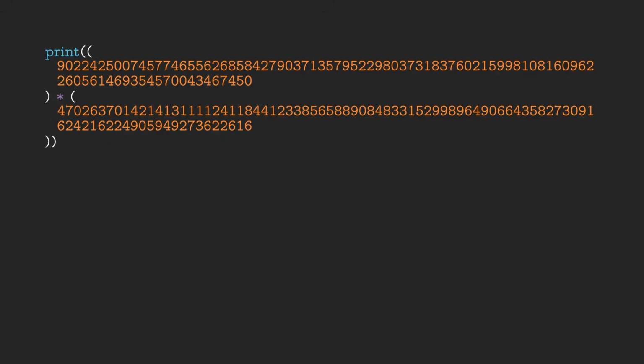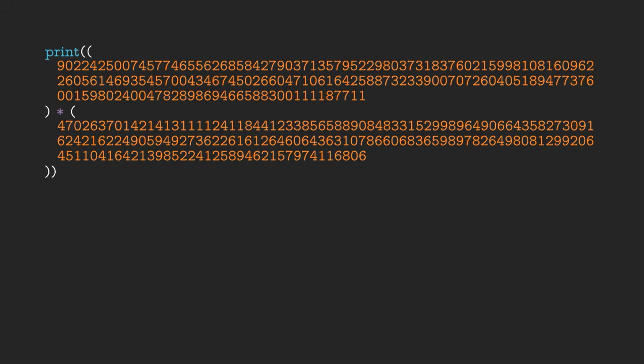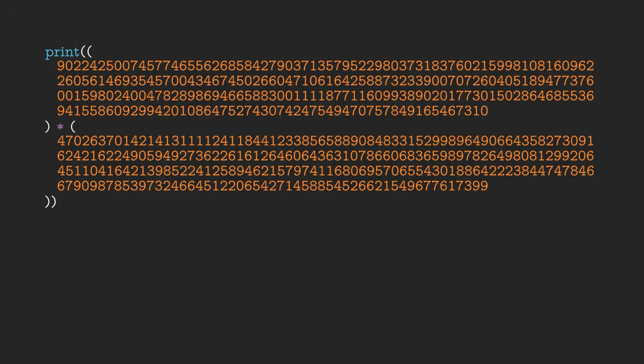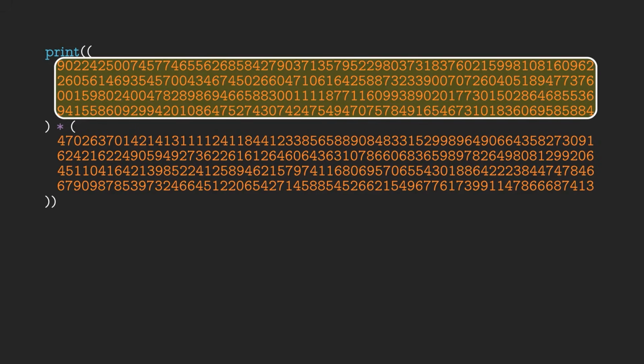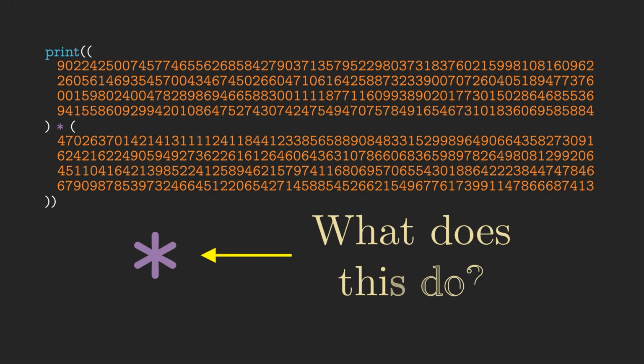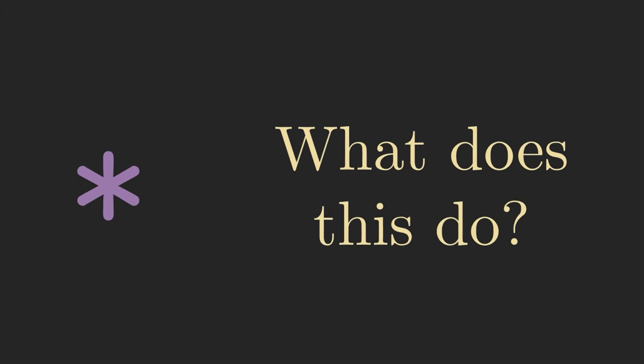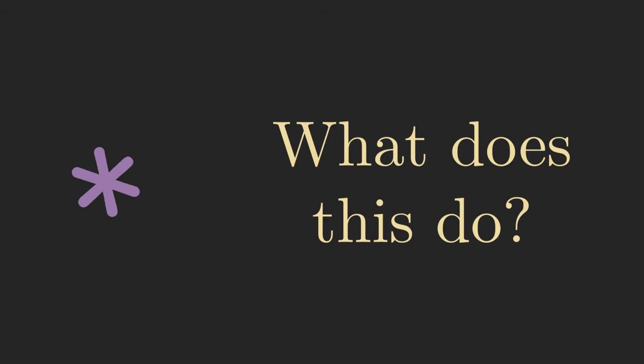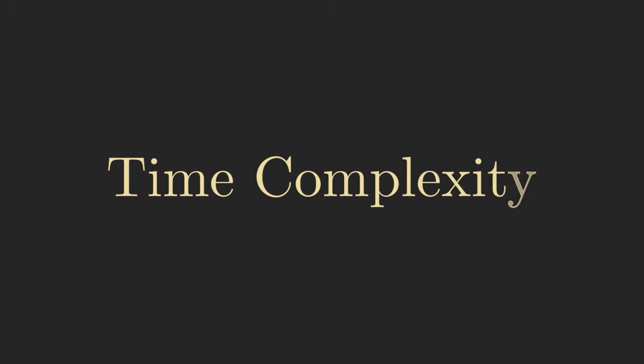As numbers get bigger, it takes a computer longer to multiply them, but how much longer? That depends on both the size of the numbers and the algorithm used to do the multiplication. To fully appreciate the genius way that computers multiply big numbers, we'll first need to understand the basics of a concept called time complexity, which is a metric of how quickly a program runs.